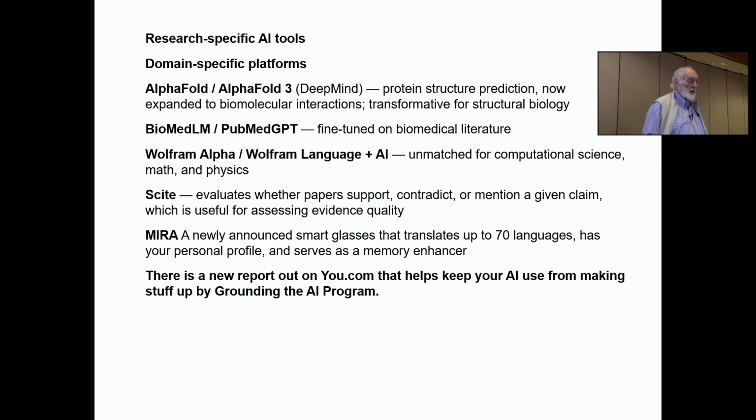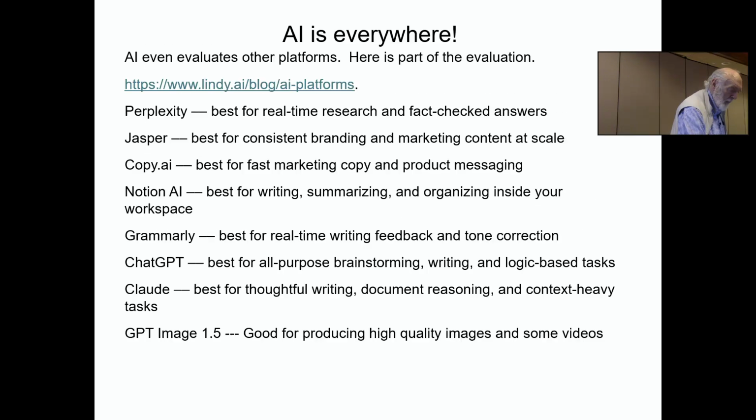MRA is a newly announced smart glass, translates up to 70 languages. So you're wearing that, you get the answers to what somebody is saying in up to 70 languages. There's a new report out on u.com that helps keep AI from making stuff up by grounding the AI program.